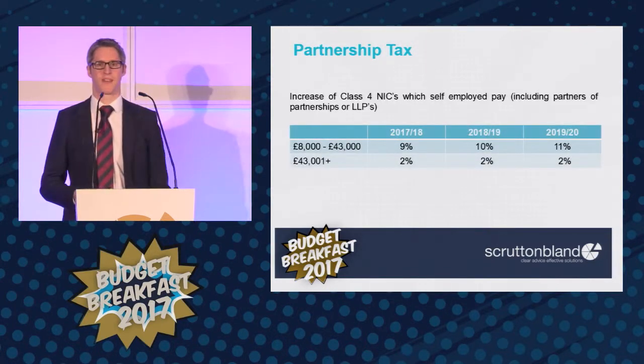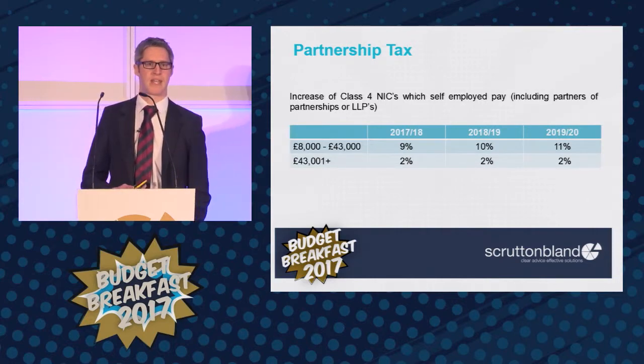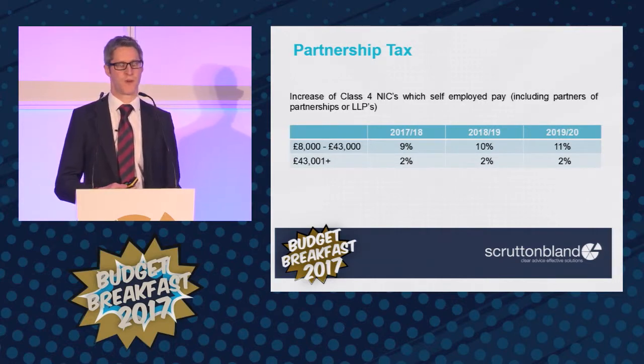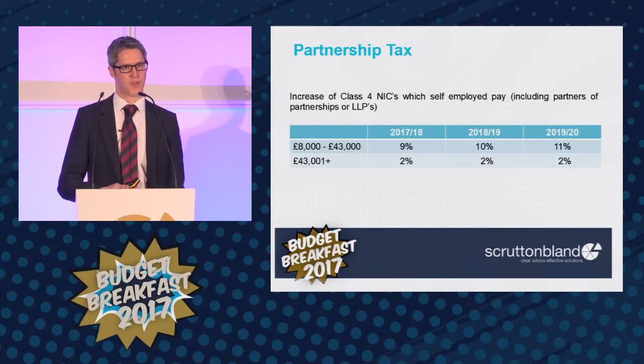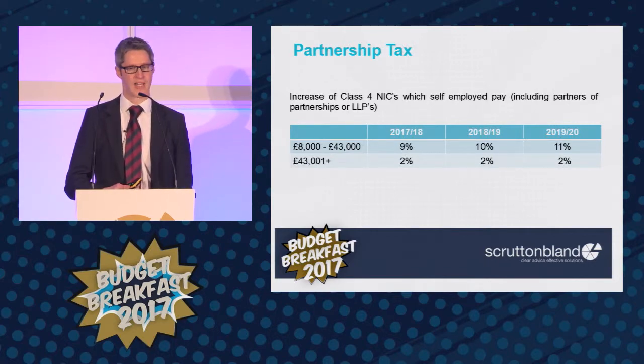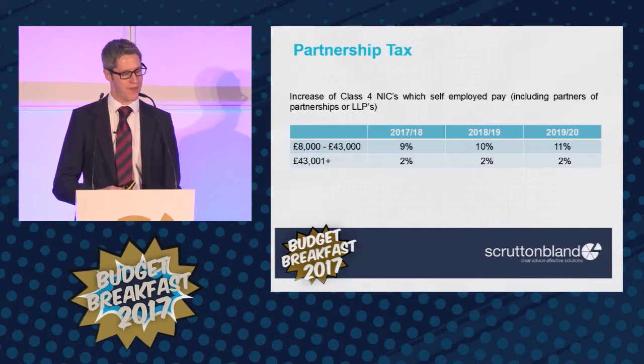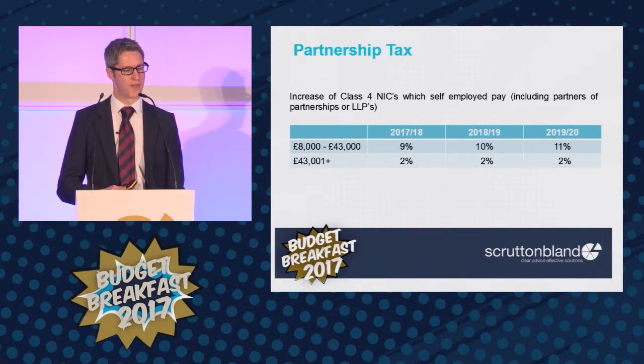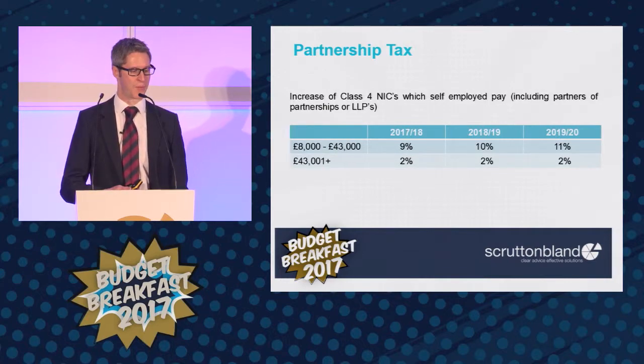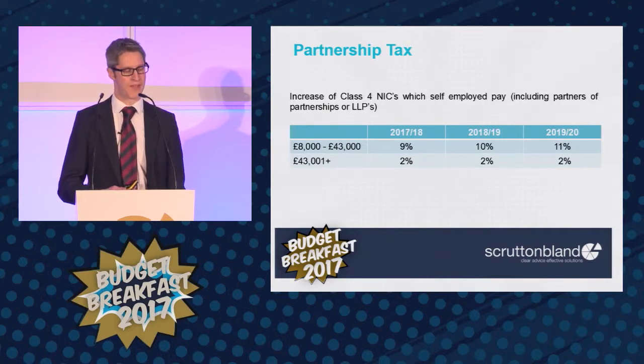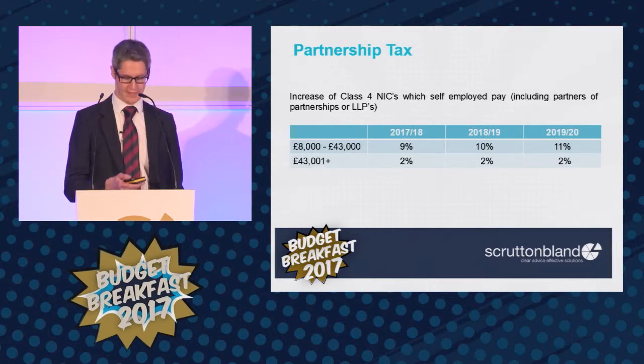Partnership tax. The government announced a 1% increase in the main rate of Class 4 national insurance contributions which self-employed people pay, including partners of partnerships. And you'll see there that the first increase will take effect from April next year. So it'll take the main rate up to 10% and then by a further 1% from April 19.